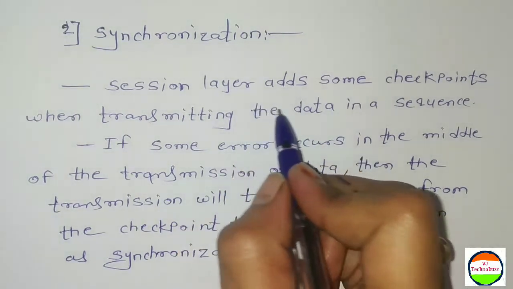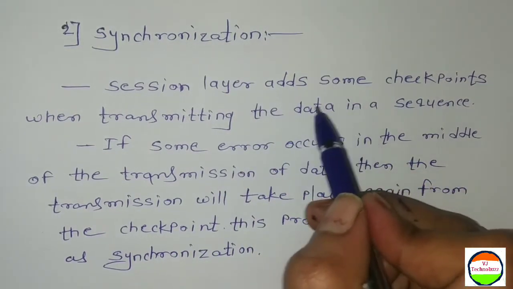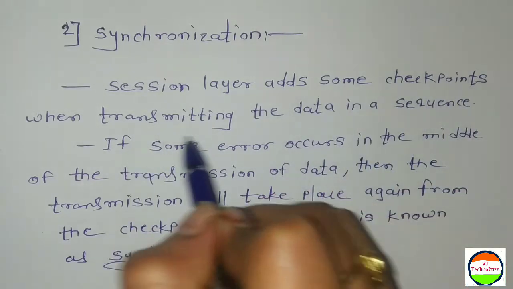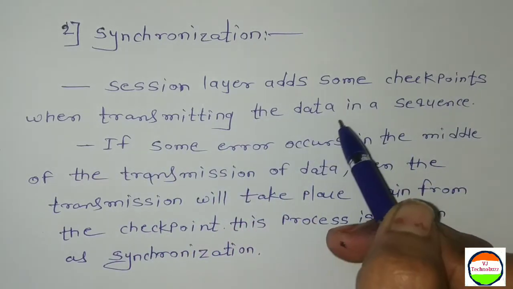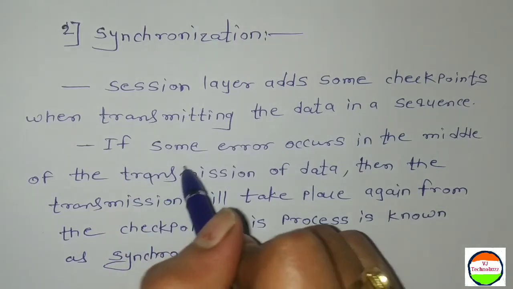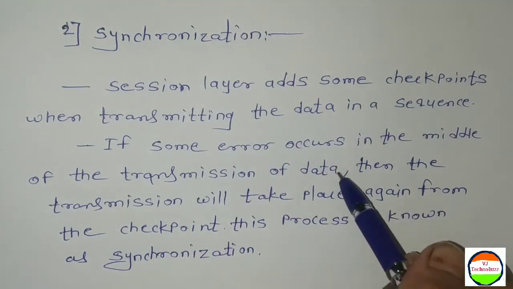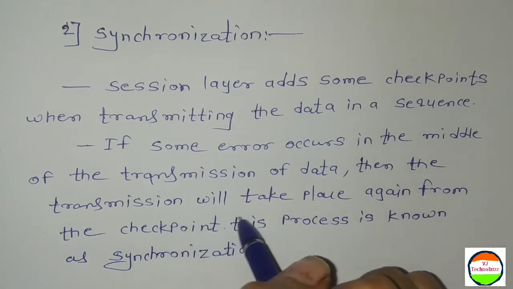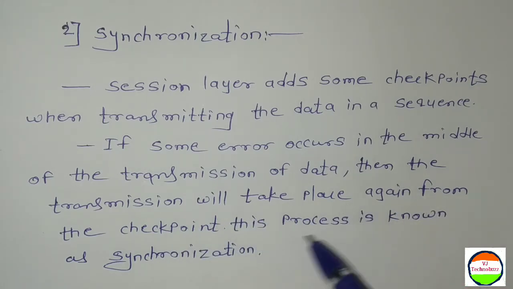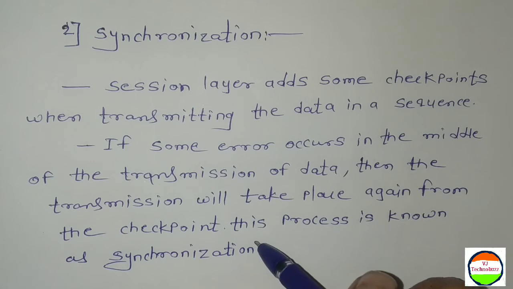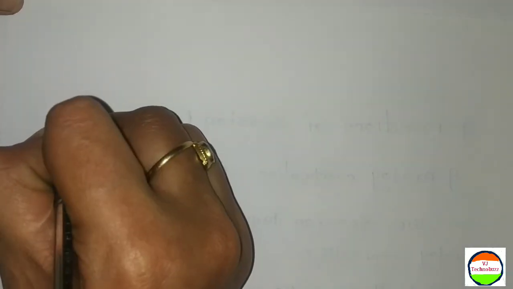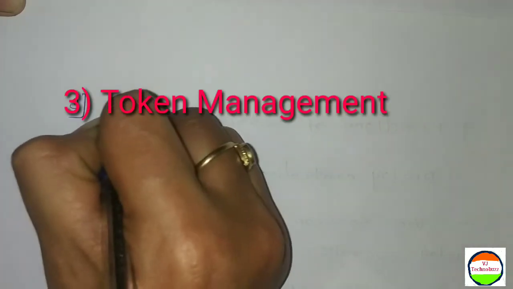So in session layer, if session layer adds some checkpoints when transmitting the data in a sequence, and if some error occurs in the middle of transmission of data, then the transmission will take place again from the checkpoint. This process is known as synchronization. Third function of session layer is token management.